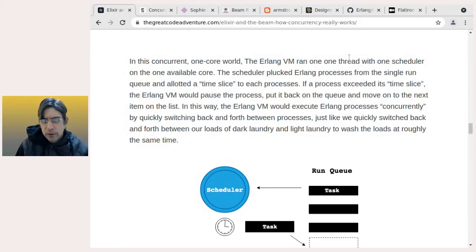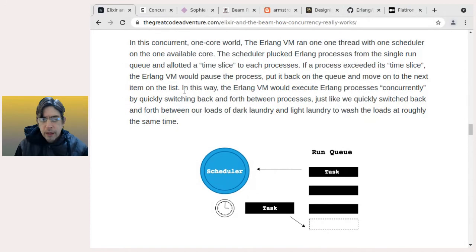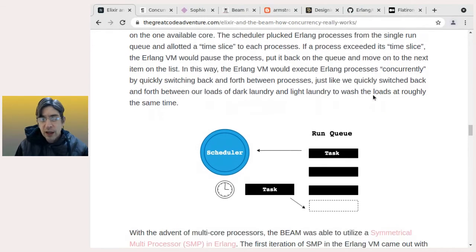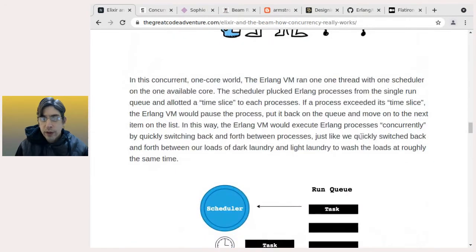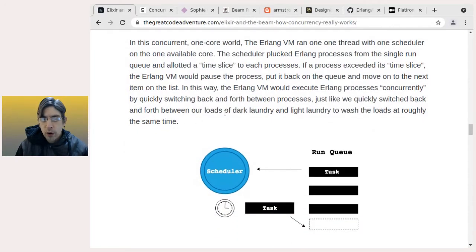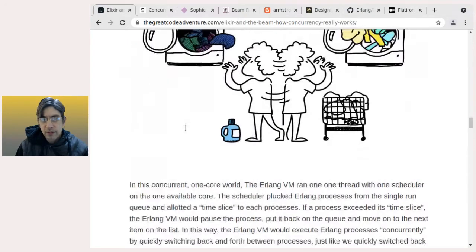This is a very important feature of Erlang processes: the Erlang VM is always able to stop the process. In this way, the Erlang VM would execute Erlang processes concurrently by quickly switching back and forth between processes, just like we quickly switched here. We quickly switched back and forth between our loads of dark laundry and light laundry to wash the loads at roughly the same time.